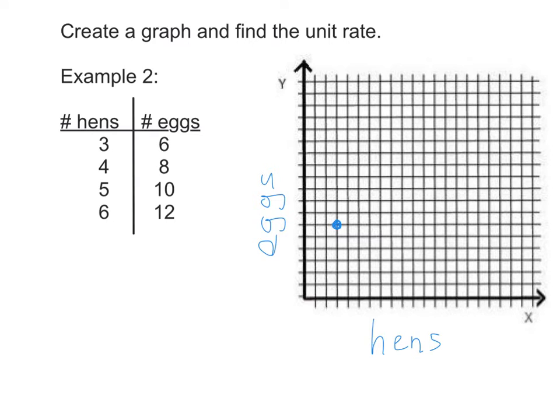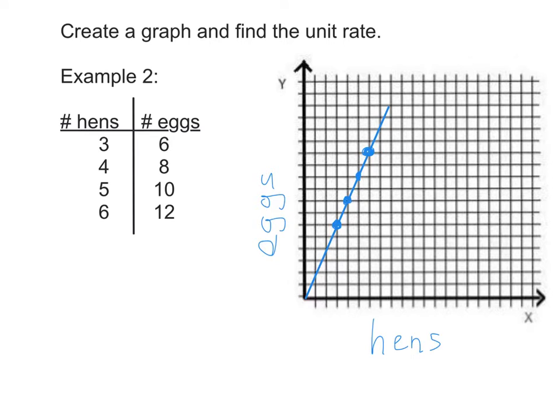Our next one is 4, 8. The next point is 5, 10. And our last point is 6, 12. And all that remains is to draw our line. Draw our line from our origin through our points. And we get something that looks a little like that. So there's the graph of our data.